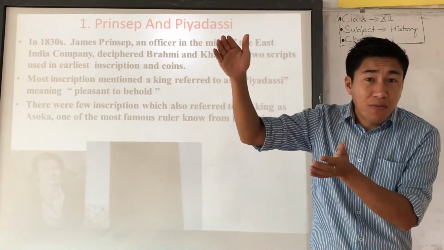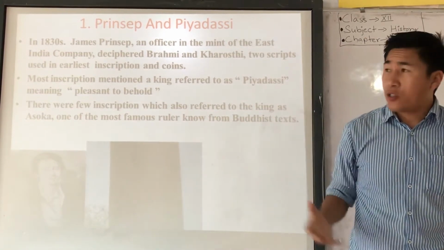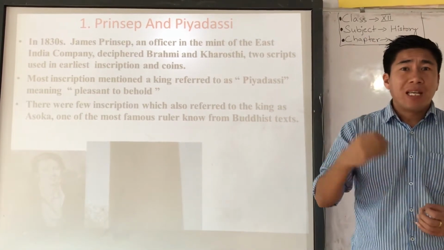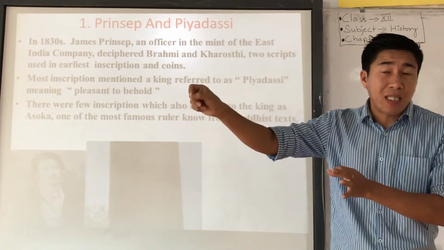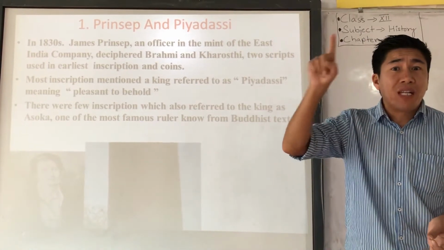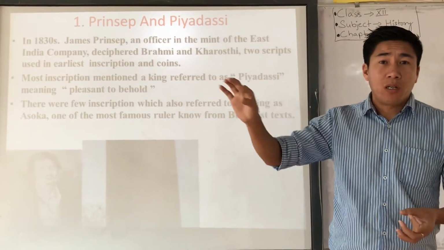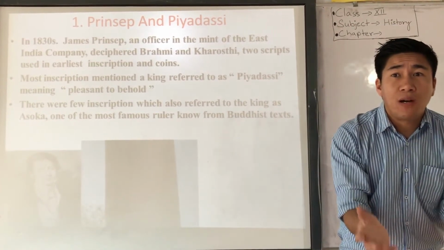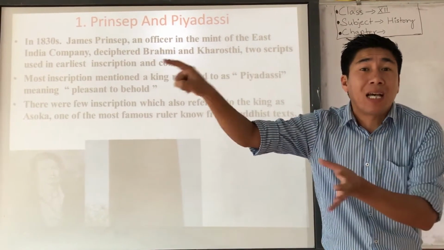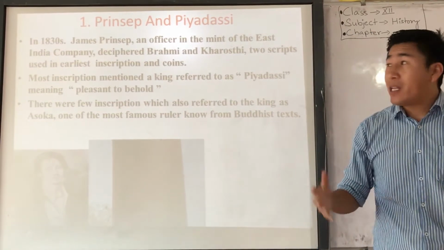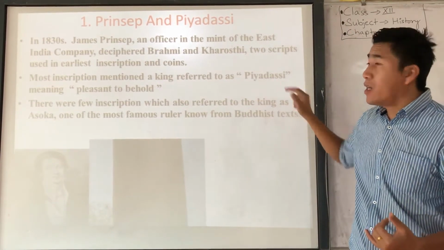Now, from the 1830s till 1950, we have found different kinds of inscriptions on which they wrote Priyadasi, the king Priyadasi. Sometimes they also wrote Devanampiya, beloved of God. In some inscriptions they also found Devanampiya Priyadasi. But they never found any inscription which mentioned Ashoka as Priyadasi.